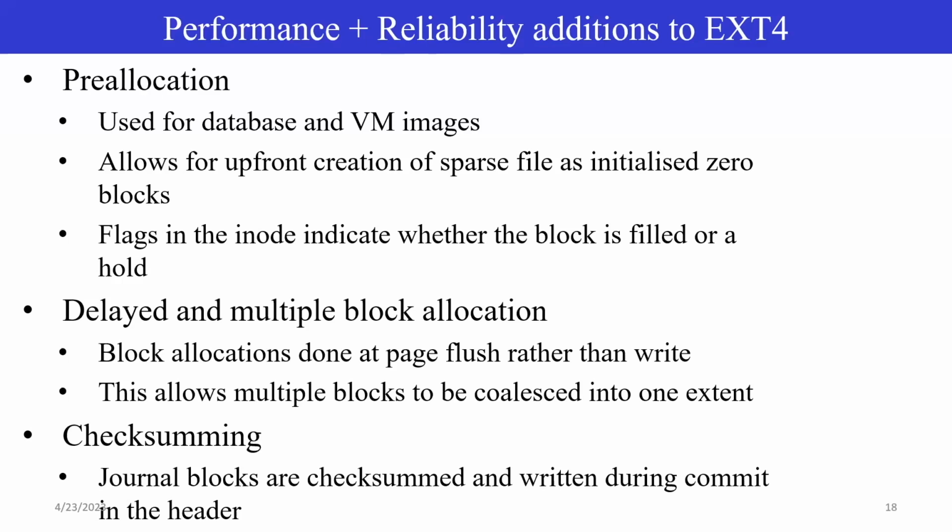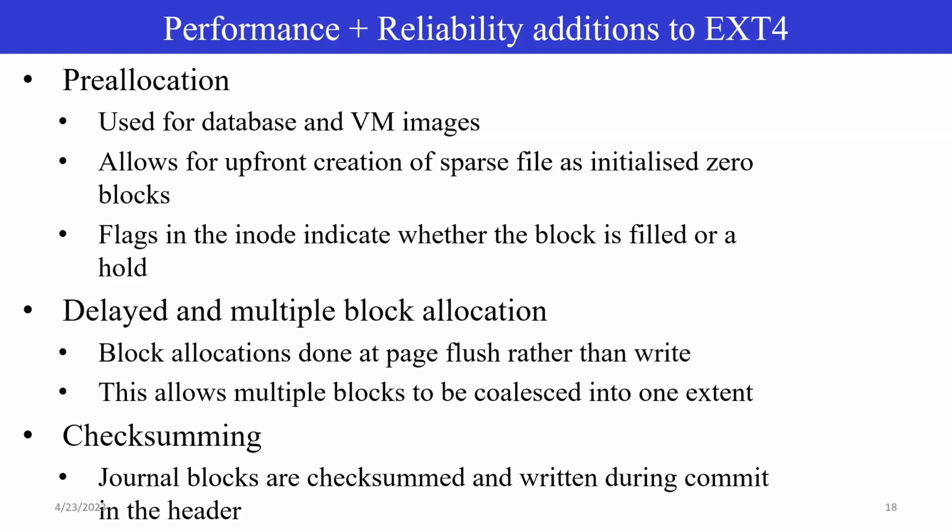of the page flush. Here, as a part of this delayed allocation, the block allocation itself is postponed because the guarantees are being given as a part of this pre-allocation, saying that your size has been reserved for it. So because of this, you can have multiple blocks coming together. You can coalesce them together. So that's called delayed and multiple block allocation.